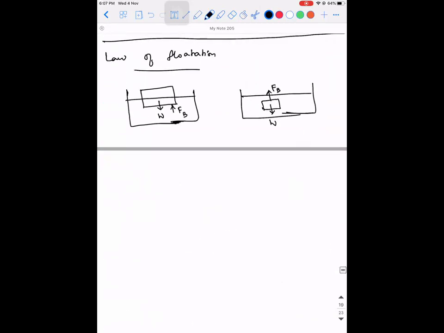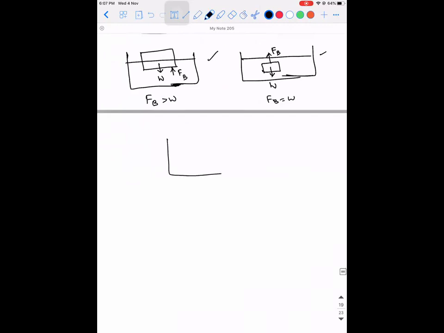So what are they saying? If buoyant force is greater than the weight, or buoyant force is equal to the weight, in both the scenarios the object will float. So here, FB will be greater than W. Here, FB will be equal to W.